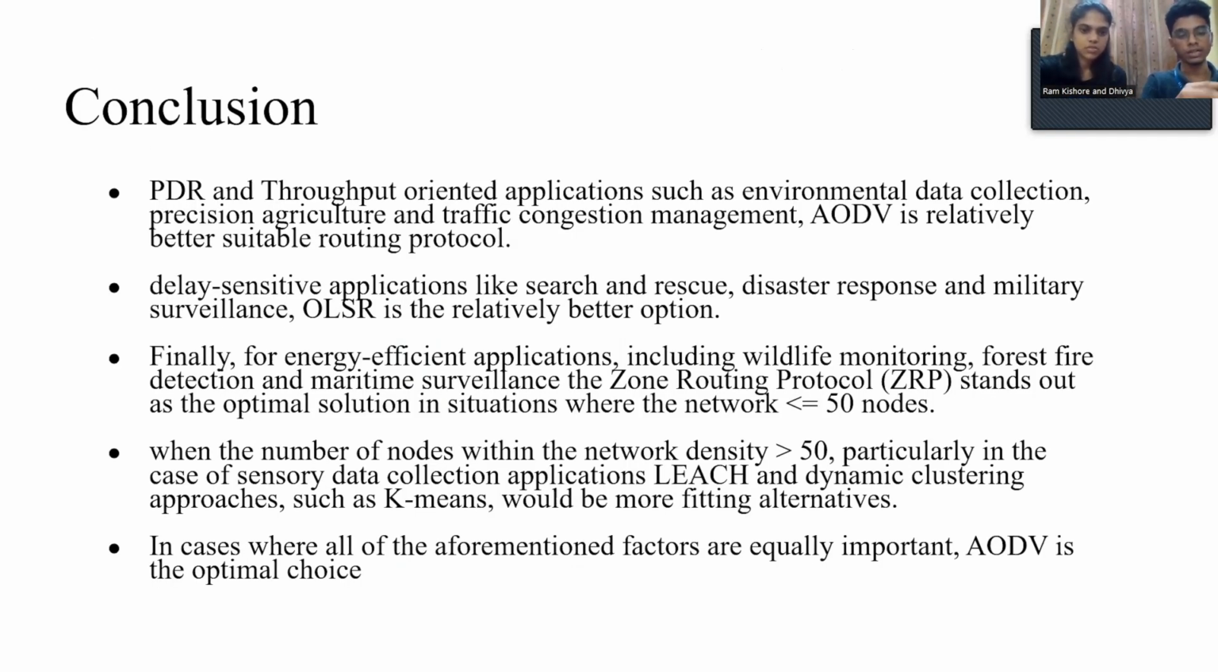So to conclude, according to the aforementioned results which we got, it can be inferred that for applications prioritizing PDR and throughput, such as environmental data collection, precision agriculture, and traffic congestion management, AODV is a relatively better suited routing protocol. Conversely, for delay-sensitive applications like search and rescue missions, disaster response, and military surveillance, OLSR is a relatively better option. Finally, for energy-efficient applications, which include wildlife monitoring, forest fire detection, and maritime surveillance, there is the Zone Routing Protocol.